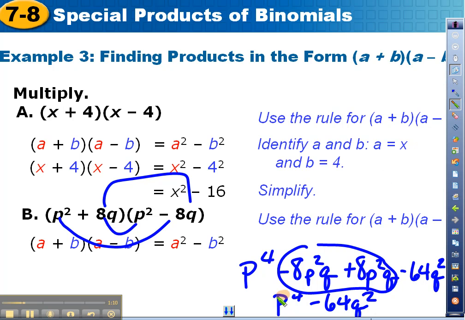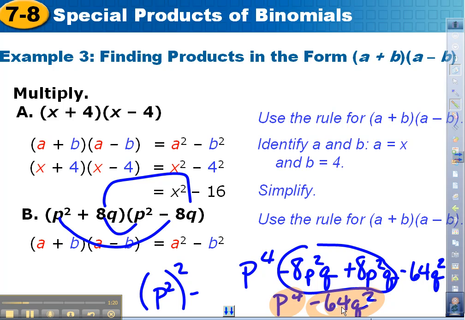What's being squared right here? Not p. p squared is being squared. What's being squared right here? If I do this, what's being squared there? No. Isn't it 8q? That's what makes this a difference of two squares. Okay?